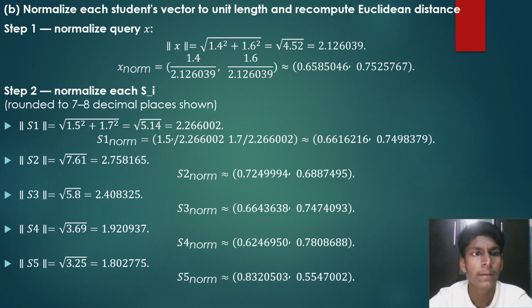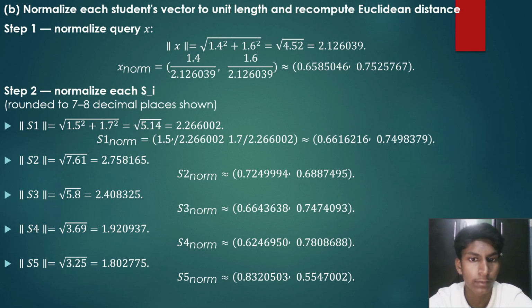On to part B: normalize each student's vector to unit length and recompute the Euclidean distance. Step 1, normalize the query x. The x norm we have got after the calculation is approximately 0.6585046, 0.7525767. On to the next step: normalize each Si, rounded to 7 to 8 decimal places, as shown.